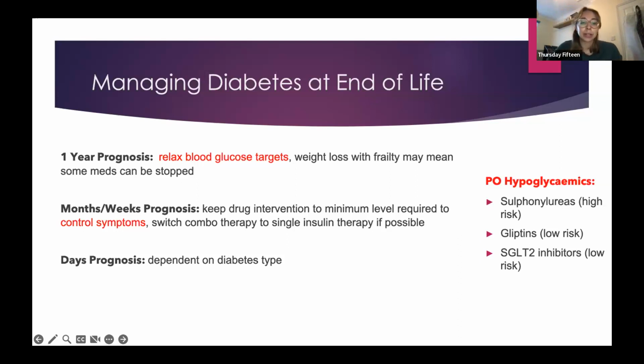If patients have a prognosis of months to weeks, then the main thing that we want to do here is control symptoms. So what is the minimum intervention that we need to do to control the patient's diabetes related symptoms, i.e. symptomatic hypos or symptomatic DKAs? So can we switch multiple complex combination therapy regimens to just single therapy insulin? And then if this patient has days prognosis, then it is dependent on their type of diabetes.